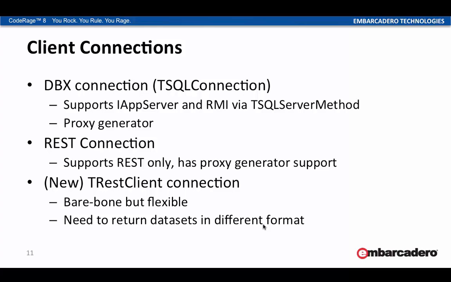On the other option, if you're using HTTP as an HTTP server, is to use a REST connection. This supports REST only and has proxy generator support as well. Finally, you can use the new TREST client library to create a barebone but actually quite flexible client connection. So again, not only do you have multiple options on the server side, but you also have different options on the client side that would partially depend on the technologies you've decided to use on the server.